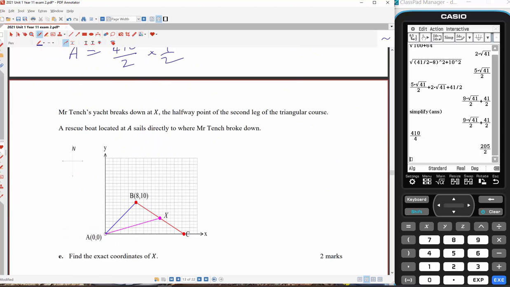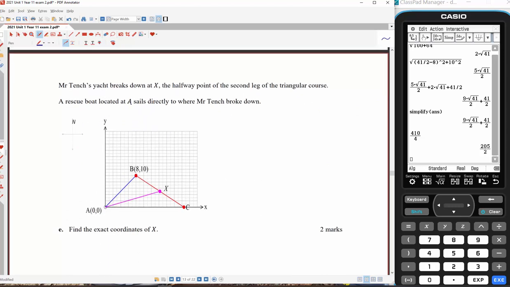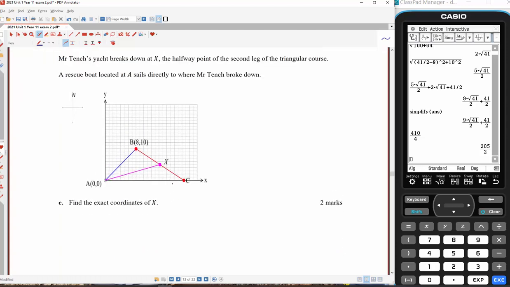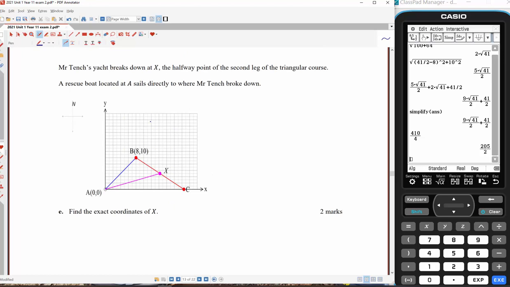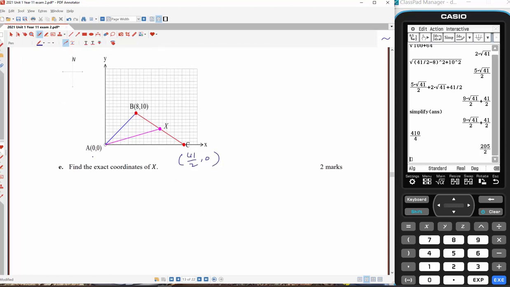Mr. Tench's yacht breaks down at X, halfway point between this. A rescue boat located at A sails directly. Find the exact coordinate of X. Okay, so that's 810. We know from before this is 41 on 2, 0. So all we need to do is just find the midpoint. Yeah, it's not too bad.